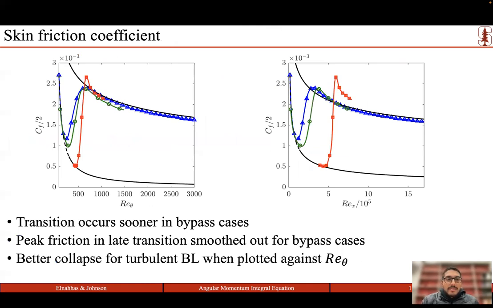They're color coded with blue being the Wu database, the green being the Johns Hopkins, and the red being the H-type transition. If we look at the skin friction coefficients, transition occurs sooner in bypass cases, and the peak is smoothed out due to averaging in the span-wise direction. And we see a better collapse for skin friction when plotted versus Re_theta, indicating that the flow has forgotten the particular transition scenario when things become turbulent.